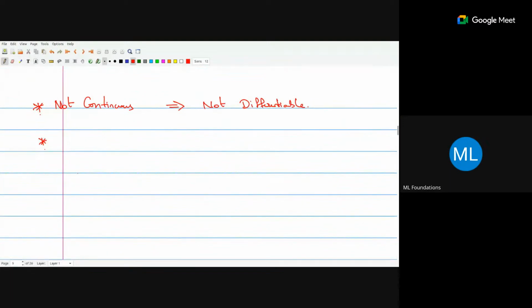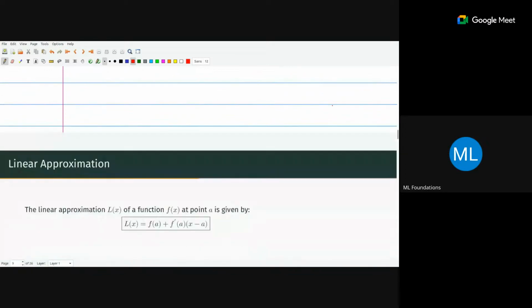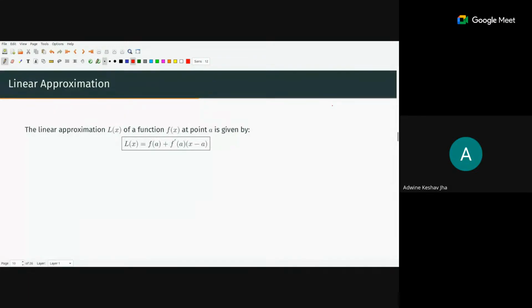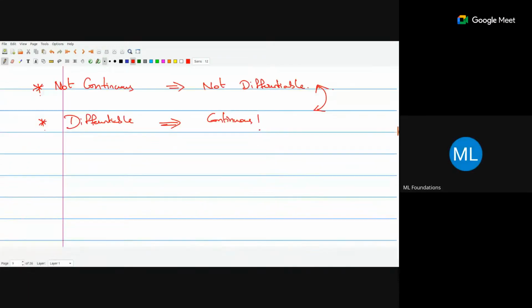Another contrapositive of this is, if it is differentiable, then it implies that it is continuous. If it is differentiable, you can strongly believe that it is continuous. Also, if it is not continuous, you can strongly conclude that it is not differentiable. So these are two equivalent statements, more or less. Both are contrapositive to each other. So let me move forward. Sir, if it is continuous, then it may not be differentiable. May or may not be differentiable.